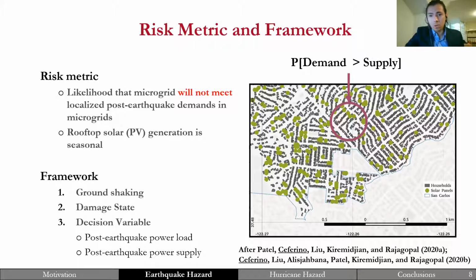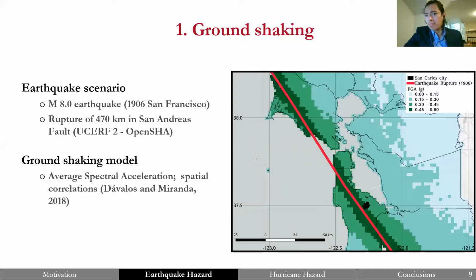So in this framework, we base our analysis on an extension of the PEER risk analysis framework, where we first assess the hazard through the ground shaking, then we assess the vulnerability or exposure through the damage state, and then at the end we measure our decision variable, which was the post-earthquake power load in the microgrid: how much people consume or need, and the supply that the microgrids and solar panels were able to give. I'll just walk you through them one by one.